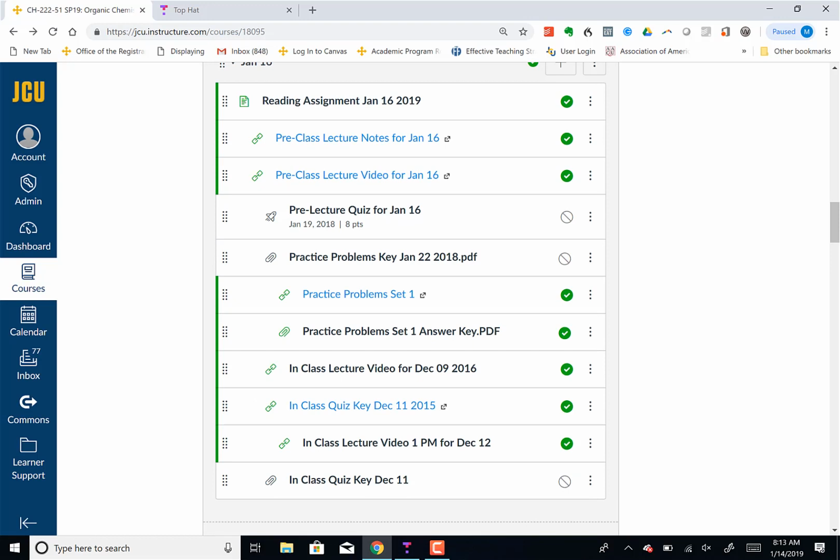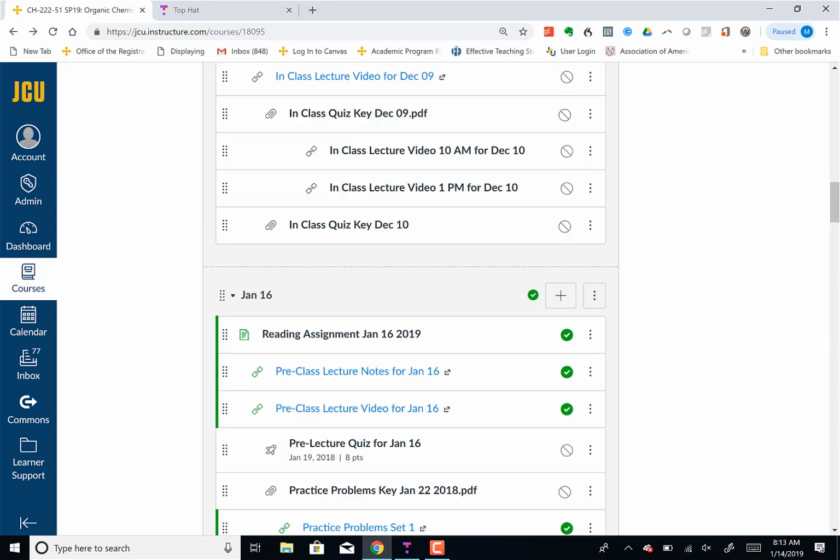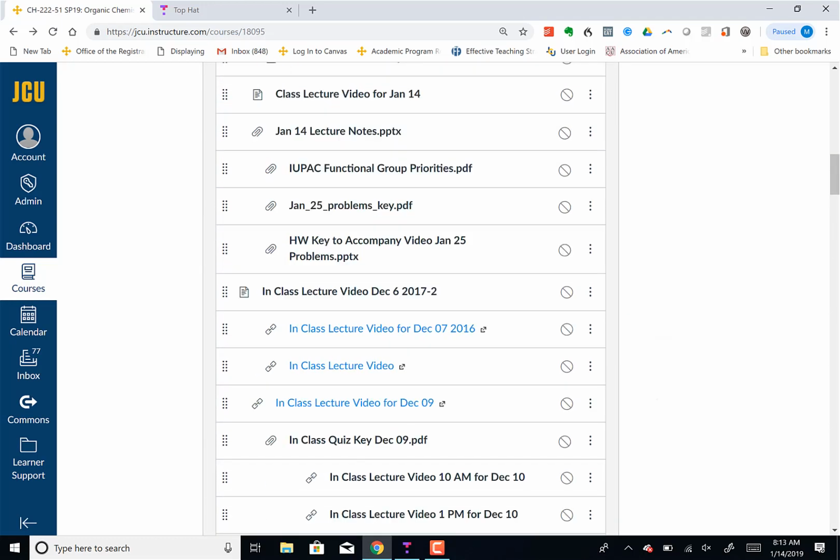I do have some pre-lecture quizzes that I may use, but last year people had to go through and answer these multiple choice questions. You're going to be doing the electronic questions in Top Hat for those. And then there may be some homework problems that will be due. Why am I on the 16th? Here we're on the 14th, where we should be.